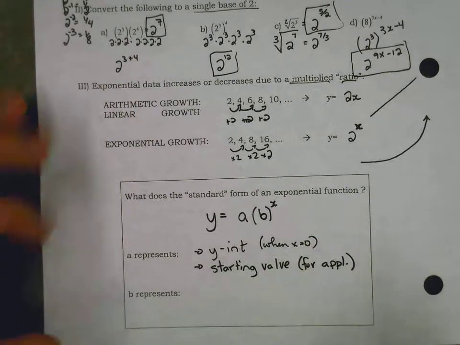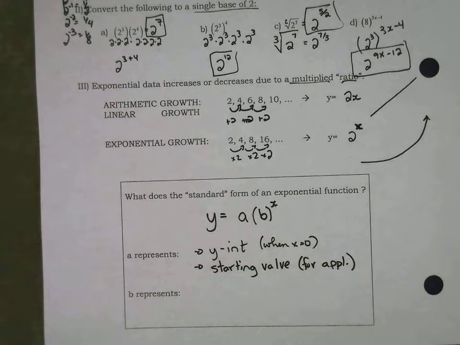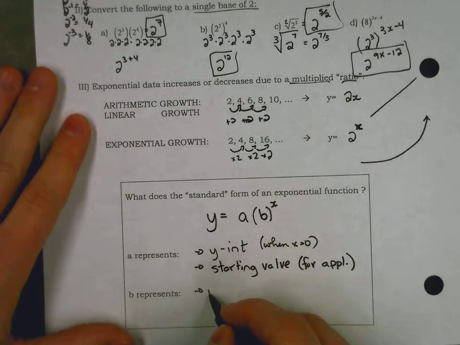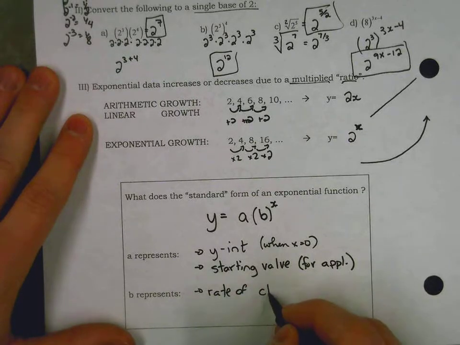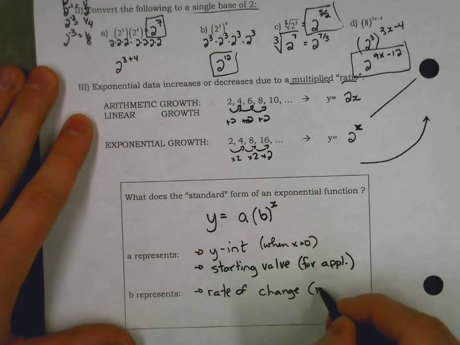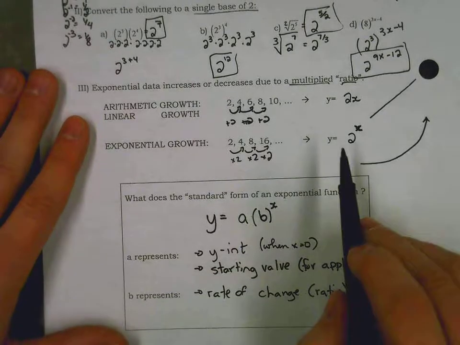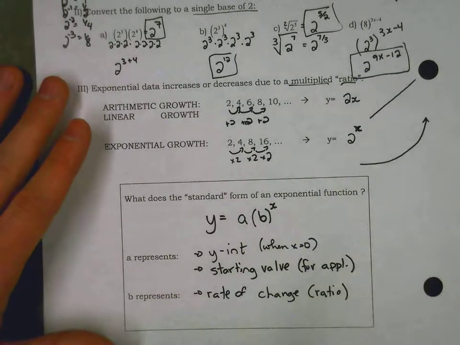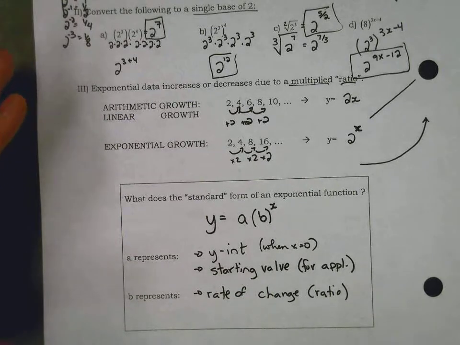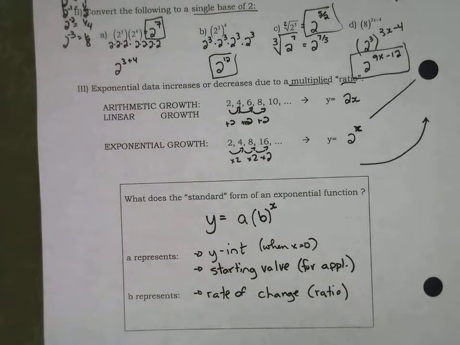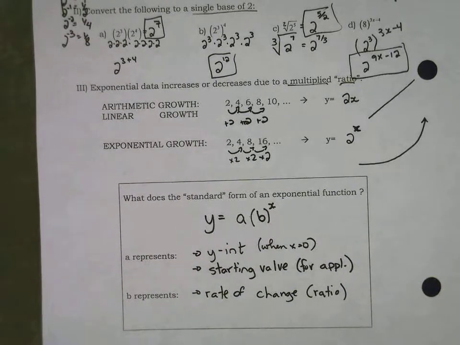For applications like mitosis, cell division, a finance question, maybe we're talking about radioactive decay. All of this refers to applications. The b value represents some rate of change. So it's the ratio. It's the value that matters most. It is how we're multiplying every time. And sometimes it's times 2, times 3, times 4, times 1.3, times 0.75. Whatever this base is, that's how it changes from one term to the next.